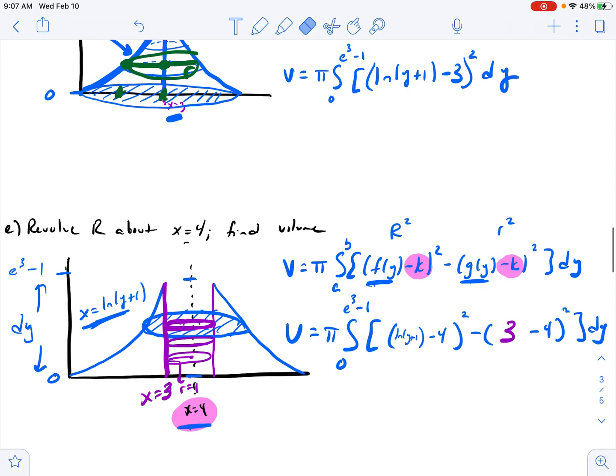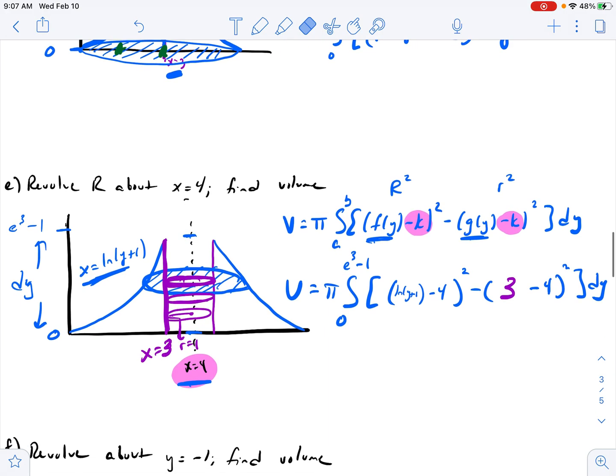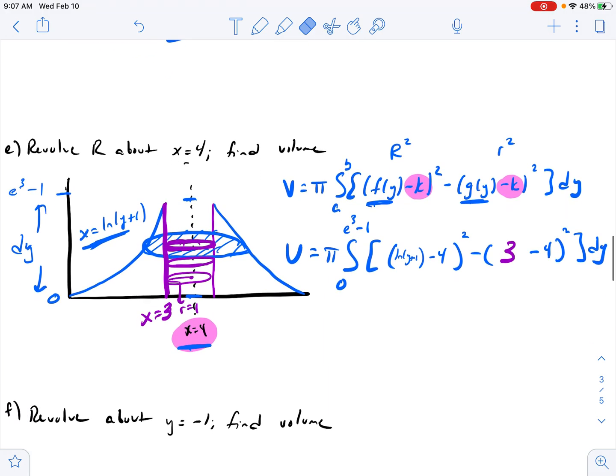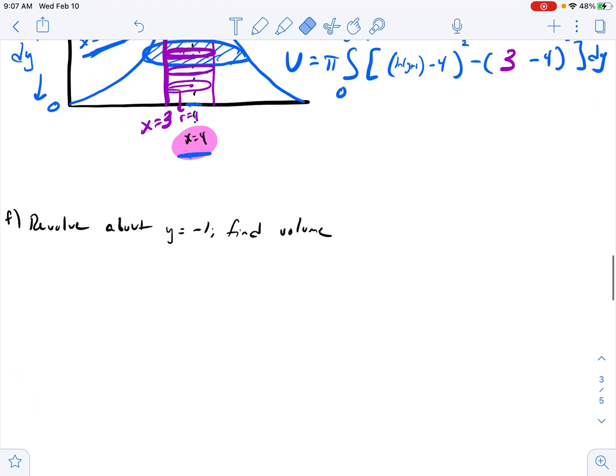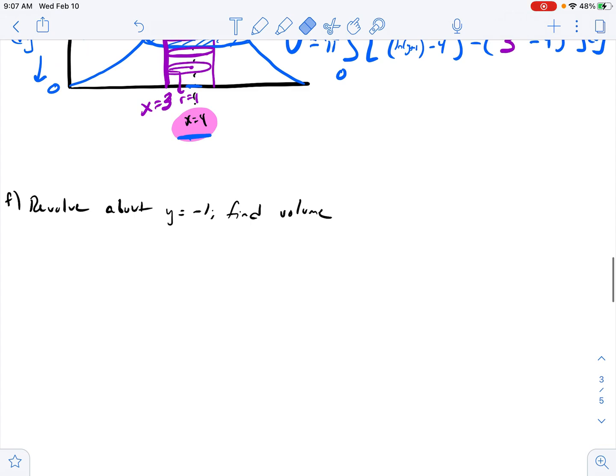So again, take your time with these. It's going to take a little practice, I think, both getting the drawings down and really getting the idea of discs, washers, and these lines of rotation. Okay, take a look at a couple more here. Revolve about y equals negative 1 and find the volume. Okay, so I'm going to draw it like this. Let's see here.